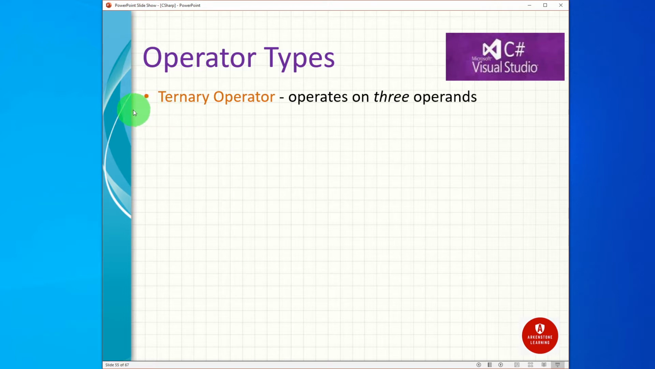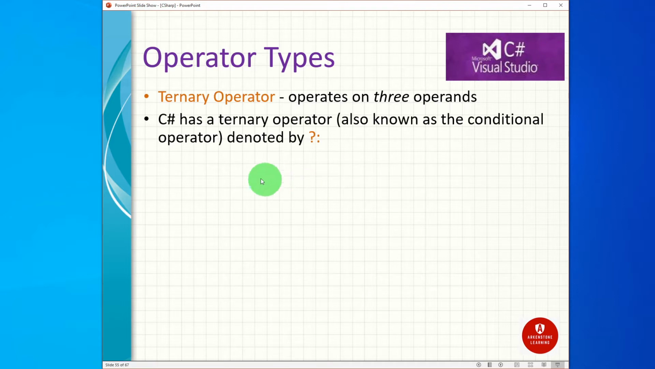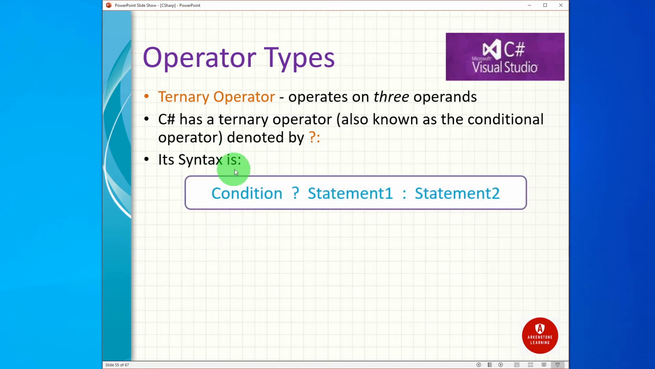On the same lines, we have got this ternary operator. This operator operates on three operands, and C# has a ternary operator also known as the conditional operator. It is denoted by a question mark followed by a colon, and its syntax is you specify condition, question mark, statement 1, colon, statement 2.